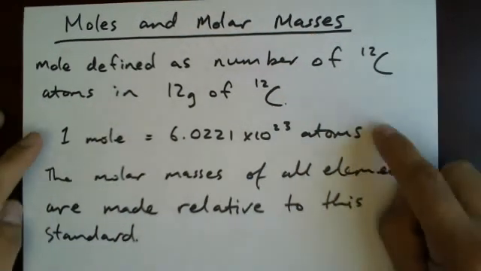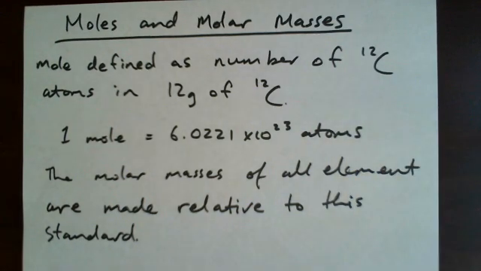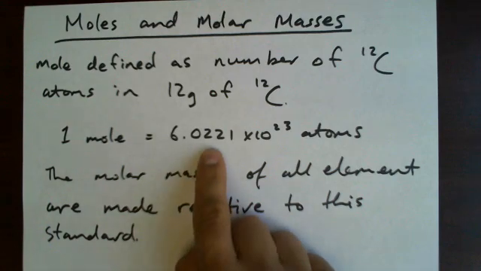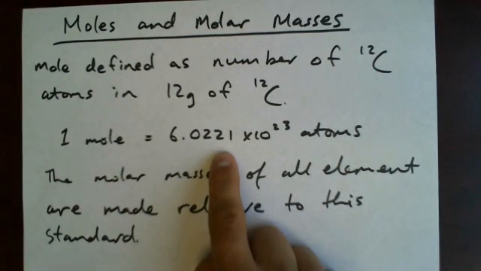And so it's really off this standard that all the molar masses are based upon. If you look in your periodic table and you look up potassium, it has a molar mass of 39.10 grams per mole. It means that in that 39.10 grams of potassium you would have this number of potassium atoms. So it's a convenient number to use, the mole.